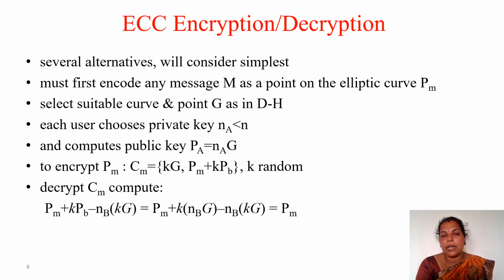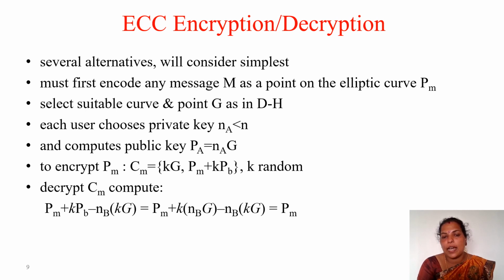Then the encryption process is performed, that is CM equal to kG comma PM plus k times PB. Here k is a randomly selected number. For decryption, the operation we perform is PM plus k times PB minus NB times kG.